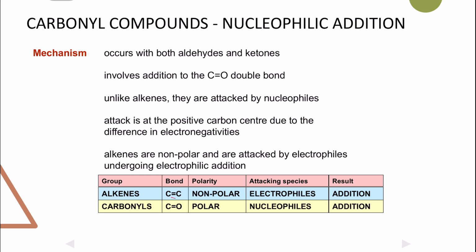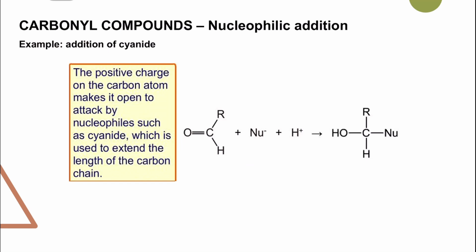So here alkenes, C double bond C, are nonpolar, so the attacking species is an electrophile, and the result is addition. When we talk about carbonyl compounds, it's a C double bond O, and it's a polar bond, and the addition here is going to be nucleophilic addition. An example of that is the addition of cyanide. You can talk about any type of nucleophile that can attack the carbonyl group. So let's say we have the nucleophile here as cyanide, like this. How will the reaction proceed?